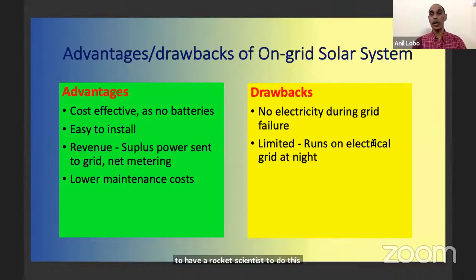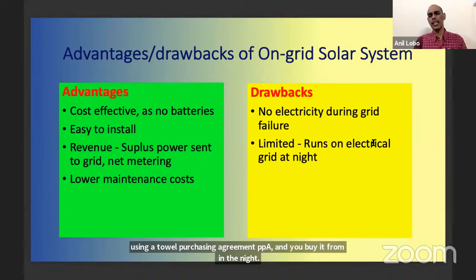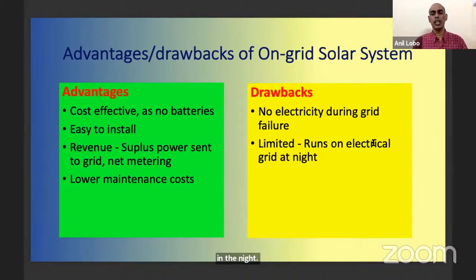The best thing is you get money. You sell the electricity to the grid using a power purchasing agreement, PPA, and you buy it in the night, based on the amount of electricity you generate in the daytime and how much you use in the daytime, minus the amount of energy you use in the night. That's how much revenue you're going to earn.